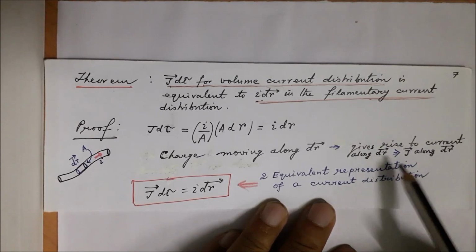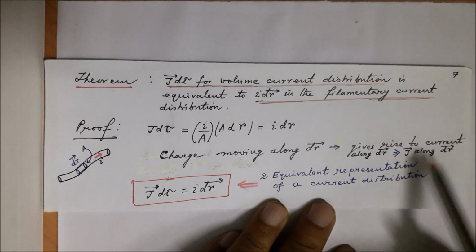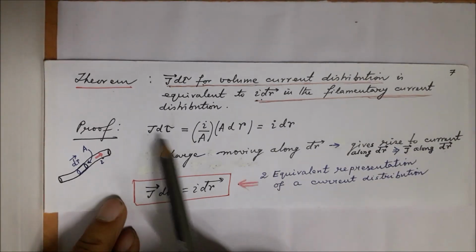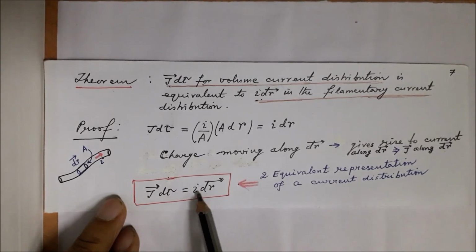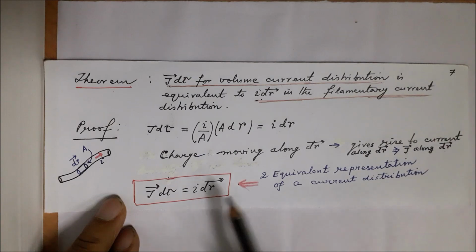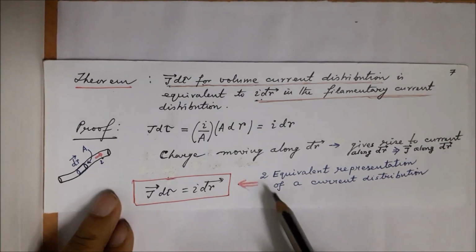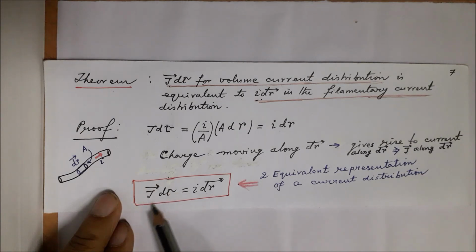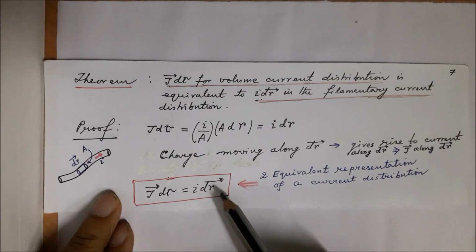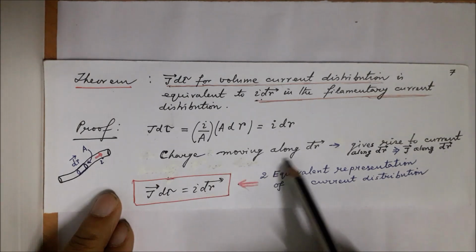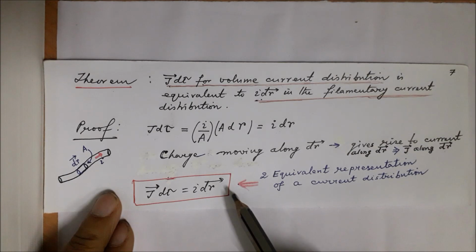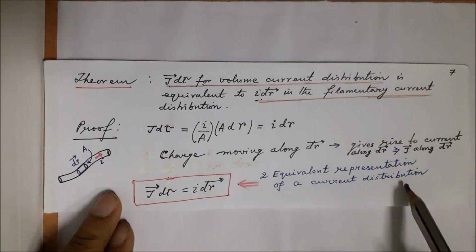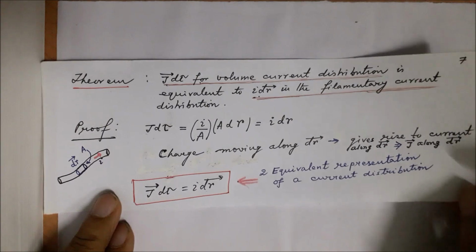So it is ensured that vector j and vector dr are parallel, and therefore from this equality we end up with this relation: vector j d tau is equal to I vector dr. So we re-emphasize that vector j d tau, which corresponds to volume current distribution, and I dr, which corresponds to filamentary current distribution, are in fact essentially equivalent. Both describe the same phenomena, namely a current distribution. Let us elaborate a bit on this.